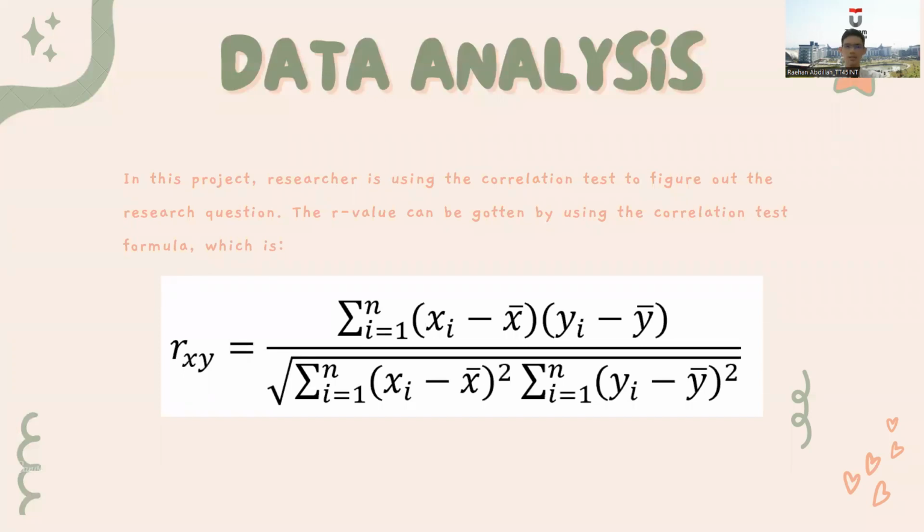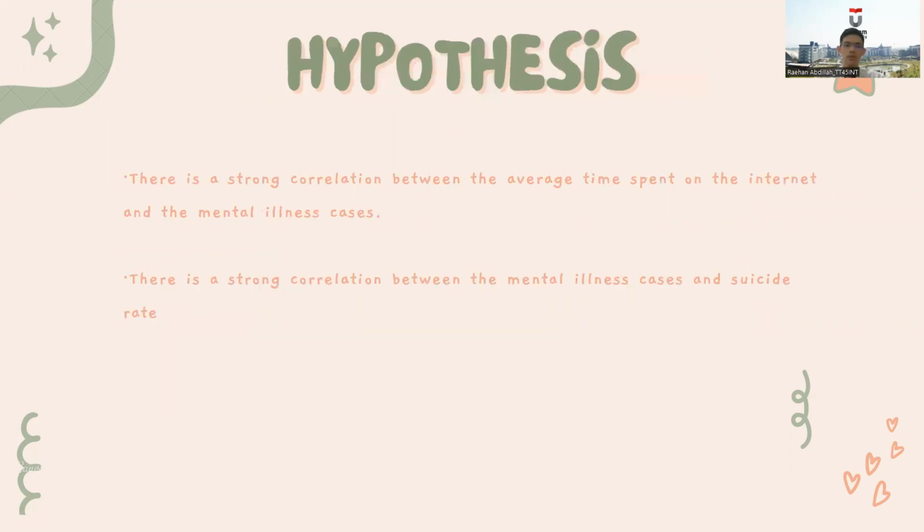Next is the data analysis. In this project, the researcher is using the correlation test to figure out the research question. In the correlation test, we're going to find the R value, which can be gotten by using the correlation test formula, which is this one. We have two hypotheses. The first hypothesis is that there's a strong correlation between the average time spent on the internet and the mental illness cases. And the second hypothesis is that there's a strong correlation between the mental illness cases and suicide rate.